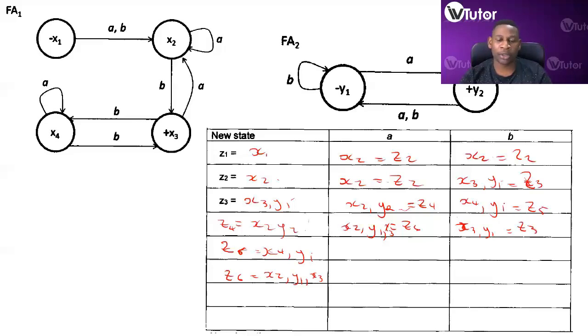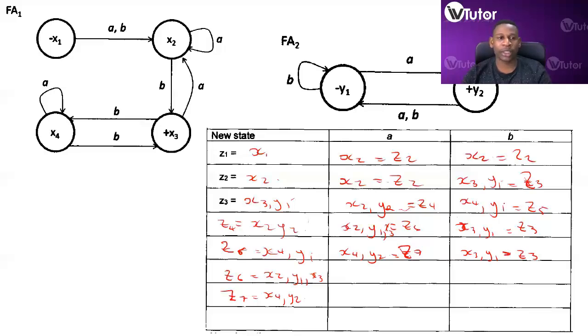And then if you are in X4 encountering A, you stay in X4, and if you're in Y1 encountering A, you go to Y2, all right? And X4 Y2 is not yet given, so we have Z7 for that. Z7 is equal to X4 Y2. Now, if you are in X4 encountering B, you go to X3 Y1. If you are in Y1 encountering B, you stay in Y1. So X3 Y1 is Z3. So you stay in Z3.